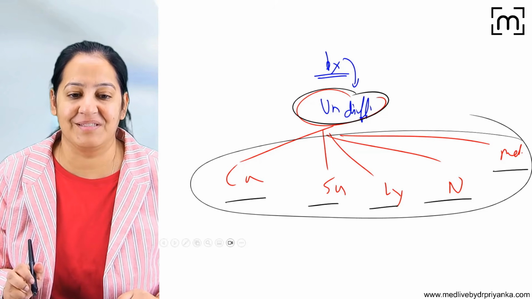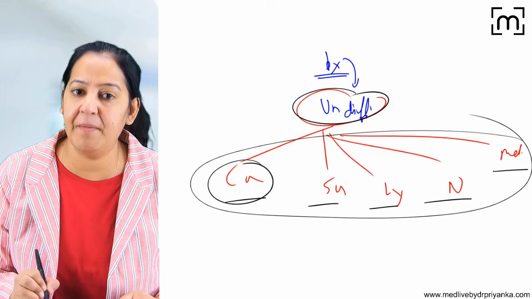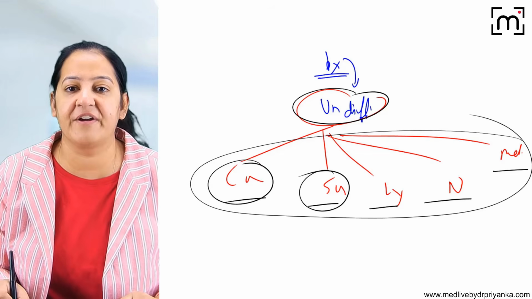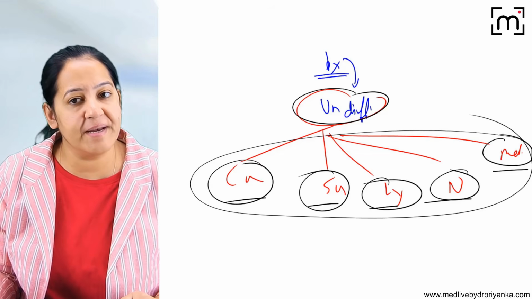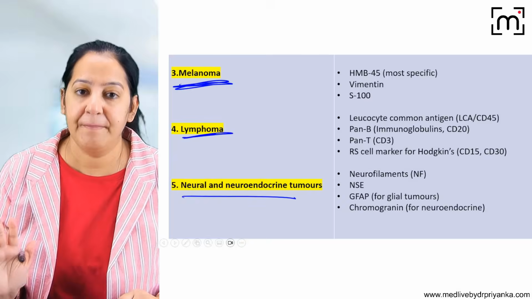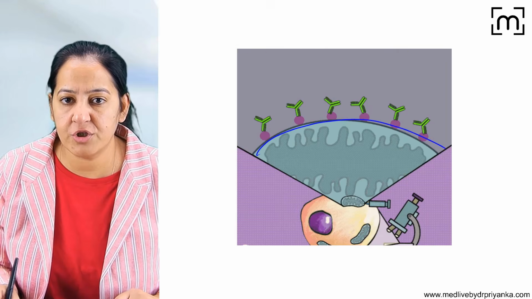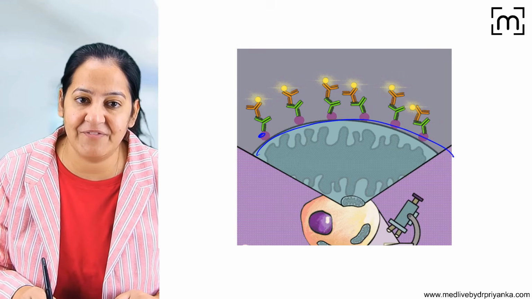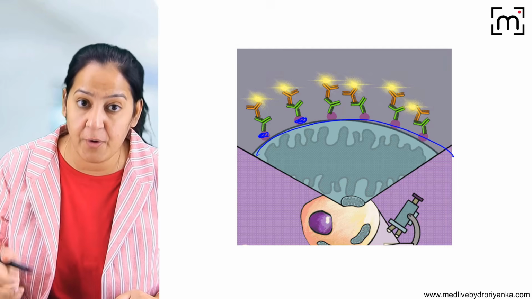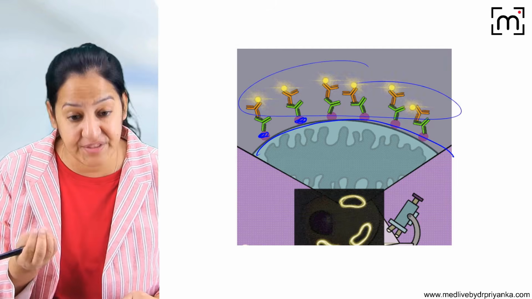They have different antigens. The epithelial markers are different, mesenchymal markers are different, lymphoid markers, neural markers, and melanotic skin markers are different. Based on those markers, you see this is a tissue. On the tissue, a specific antigen is present. So we use antibodies against that specific antigen that will highlight it.